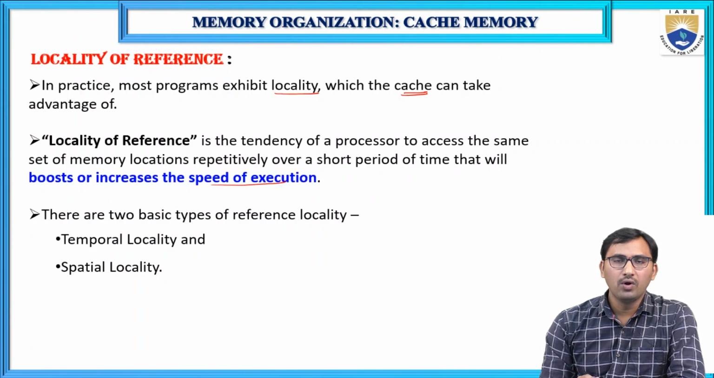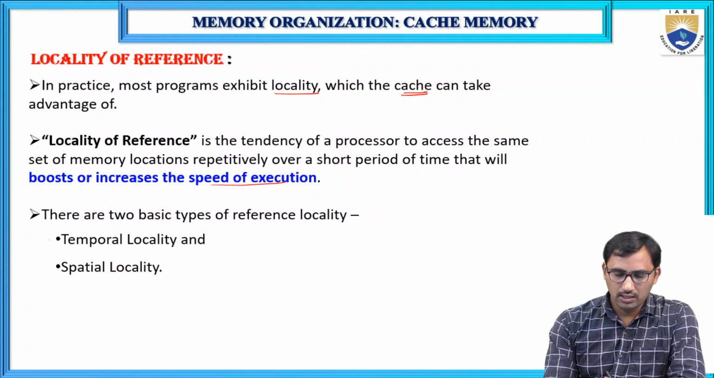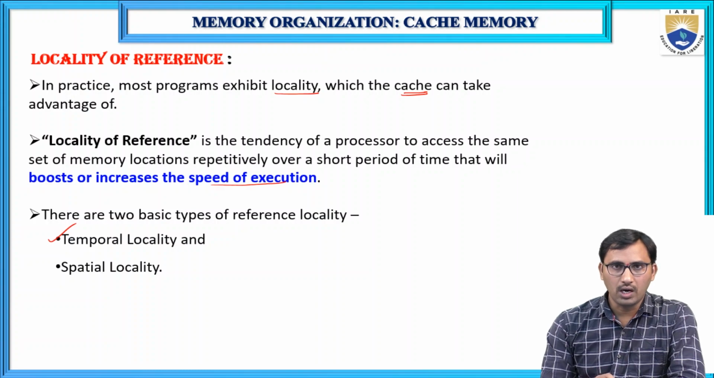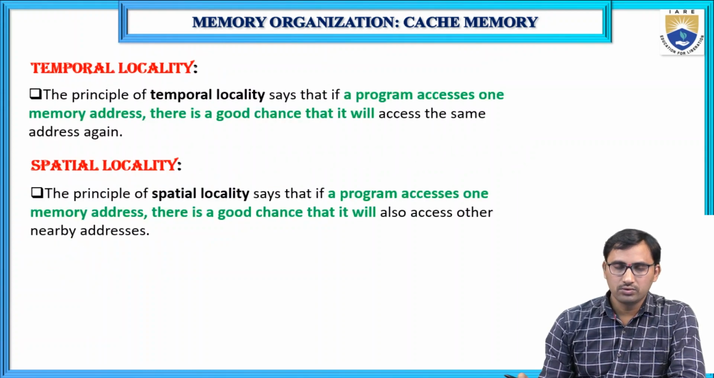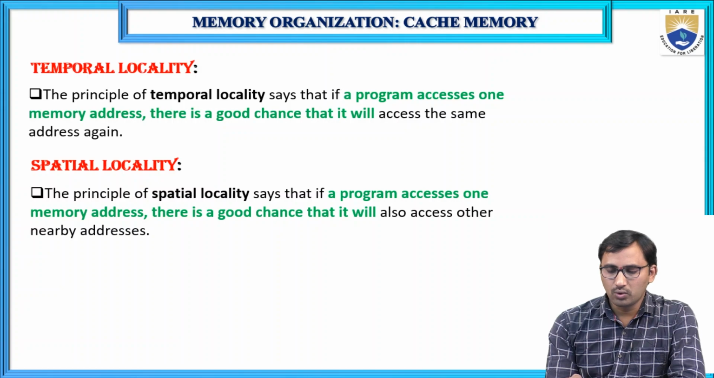Here we have two types of locality of reference. The first one is temporal locality. The second one is spatial locality. The principle of temporal locality says that if a program accesses one memory location or one memory address, there is a good chance that it will access the same address again.